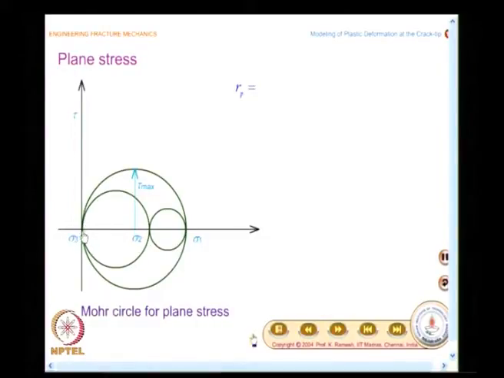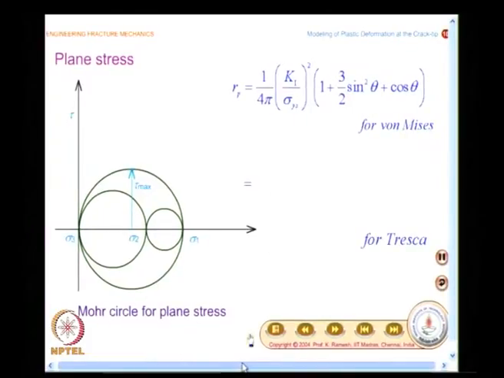You have to take care of the 0 value. You should not ignore this, otherwise you would make a wrong judgment that your maximum shear stress is only this, if you consider only sigma x and sigma y. Sigma y will be like this and sigma x, and you should not take this; you should recognize the 0 value of the other principal stress, and the maximum shear stress is this value.